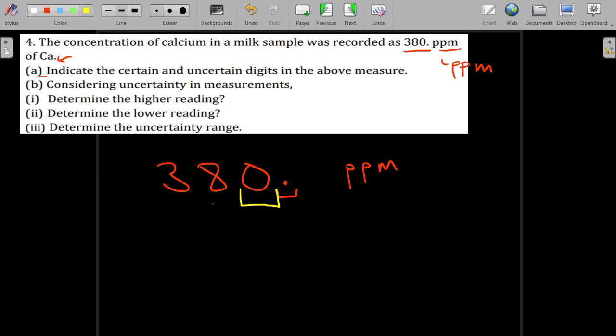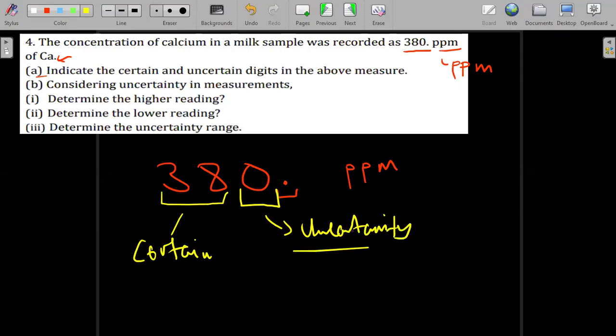And then these two here will become the certain digits. Okay, so these here are certain. Then this here is uncertain. Okay, so this uncertainty comes from the measuring instrument that you are using. When you go to your labs, you have different measurements, and all those different measurements have a degree of uncertainty. So that degree of uncertainty, you're going to find it in the last digit when you're given a measurement that has a point like that.